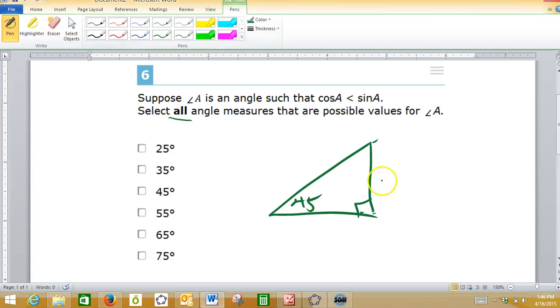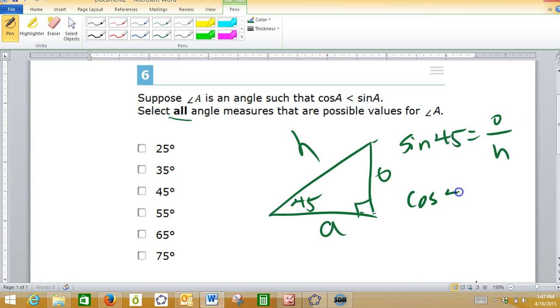So we have a 45-degree angle. We have some side that's opposite of it, some adjacent side, and some hypotenuse, right, for our right triangle trig. So when we talk about, say, the sine of 45 degrees, it's going to be opposite over hypotenuse, and the cosine of 45 degrees is going to be the adjacent over hypotenuse. But the one thing we know about a 45-45-90 triangle is that it's also a right isosceles triangle. Therefore, O and A, our opposite side and our adjacent side, are going to be the same length. Therefore, the sine and cosine values are going to be the same.